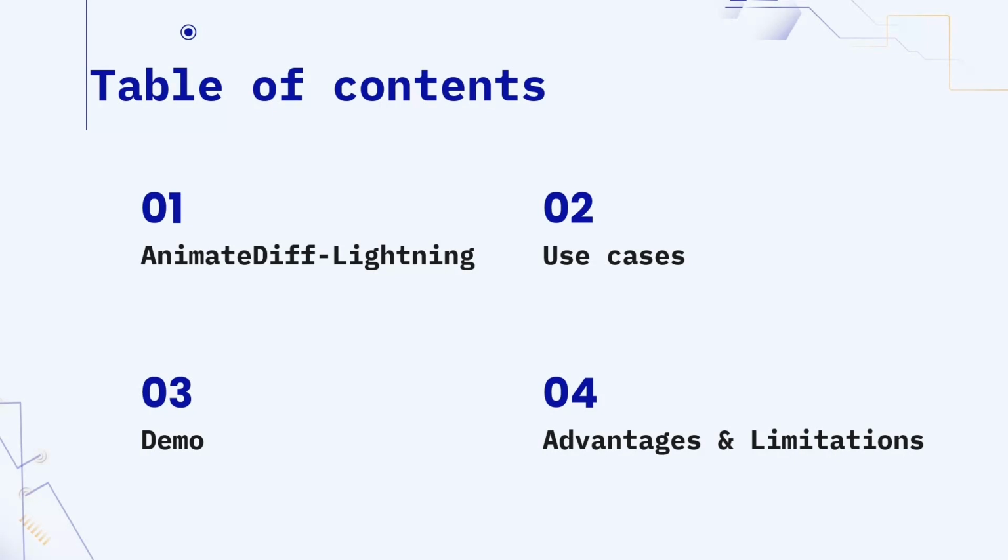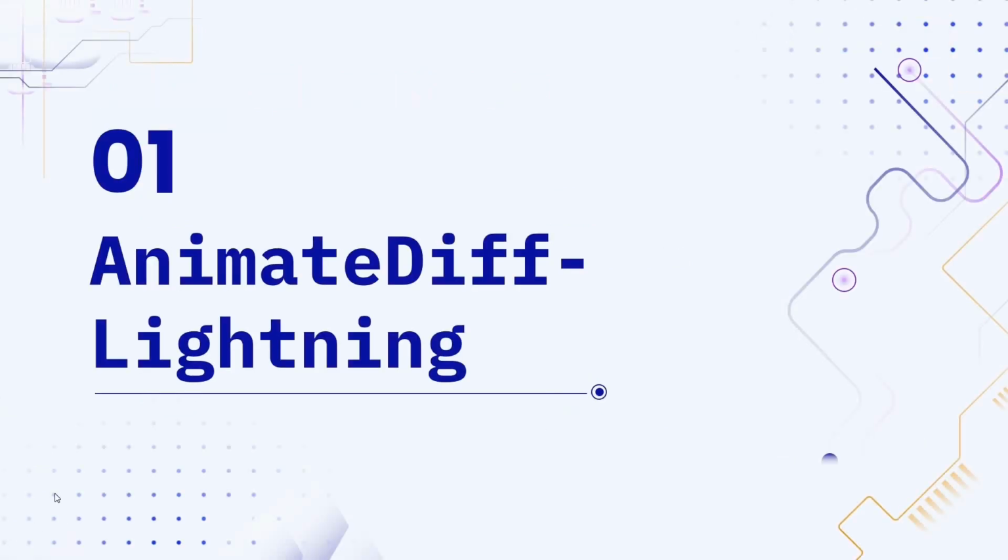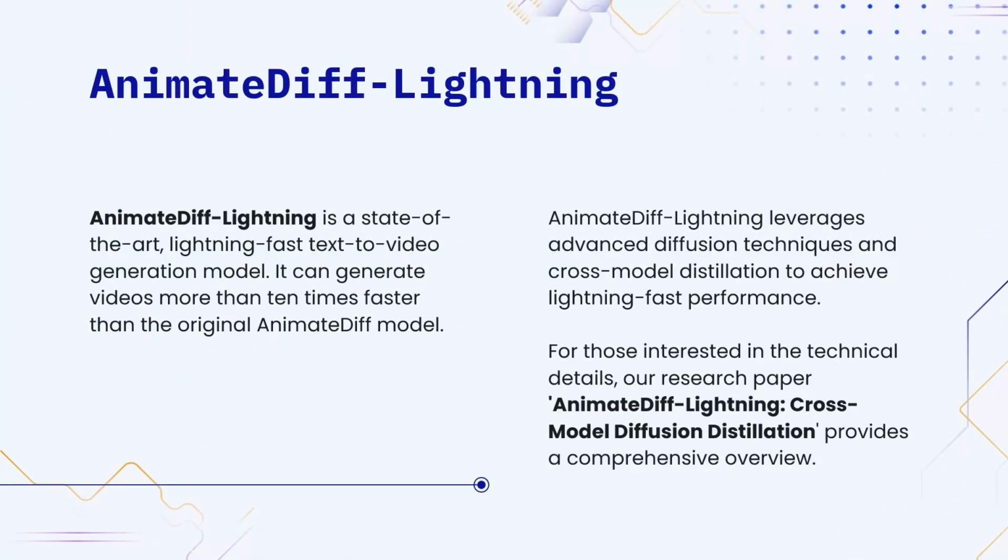So without any further ado, let's start with the first topic, which is an introduction to the AnimateDiff-Lightning model. This POC uses an impressive open source model from Hugging Face known as AnimateDiff-Lightning, which has been developed by ByteDance. This model is part of the Diffusers library and is specifically designed for creating animations based on text inputs.